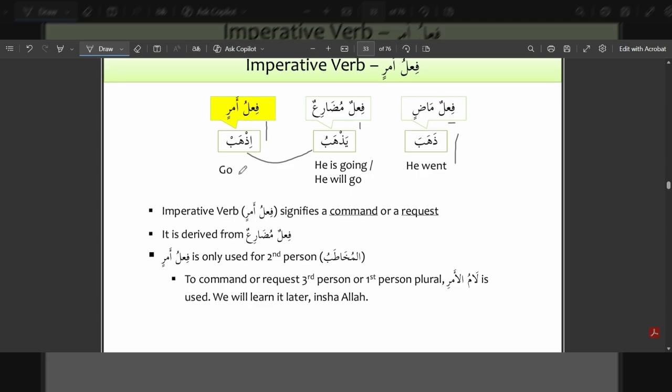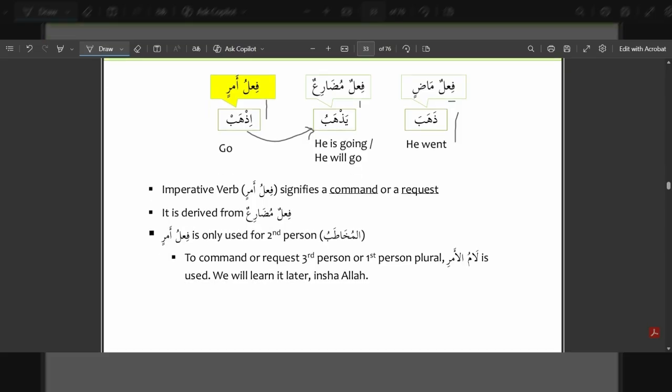So imperative verb signifies a command or a request, and it is always derived from fi'al al-mudari. If you can see, it has the same root words. And fi'al al-mudari is only used for second person. That is anta, antuma, antum, anti, antuma, antunna. To command or request third person or first person plural, lamul amr is used. So we will learn about that later, inshallah.